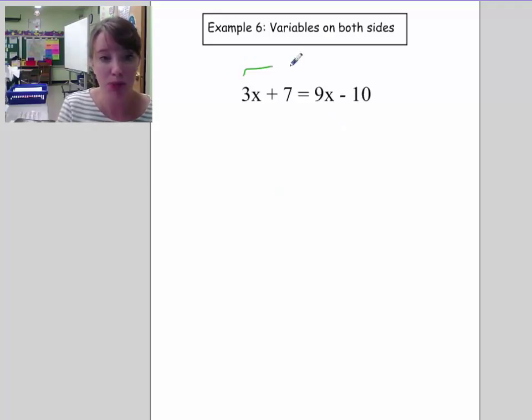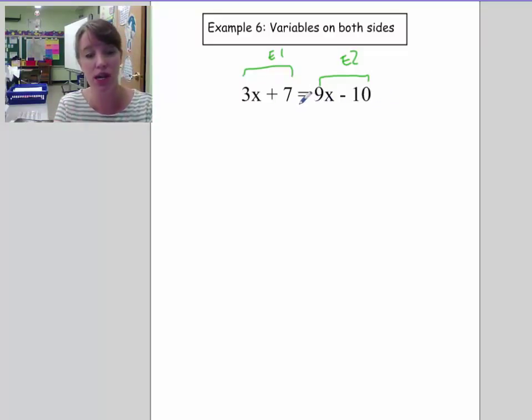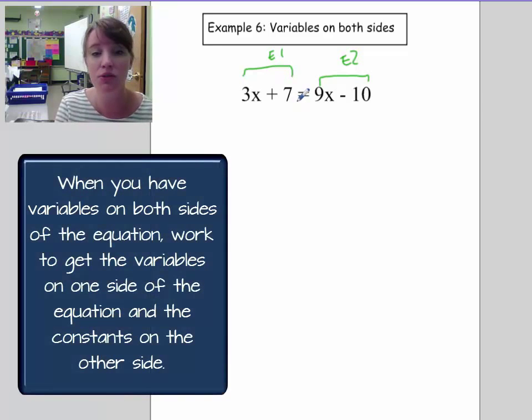So look at my expression on the left-hand side. Expression 1 is already simplified. Expression 2 is already simplified. So before I even start to isolate the variable, because I have variables on both sides, I want to get the variables just on one side and the constants on the other side. Okay, and you've seen this before in 7th grade.